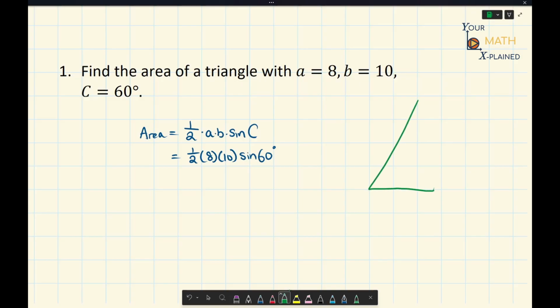The special triangle is our 30, 60, 90 triangle. So we have 60 degrees here, 30 degrees here, and this is our right angle. The sides are 1, 2, √3. So sine of 60 is going to be opposite over hypotenuse, which means it's going to be √3 over 2. That means the area of our triangle is going to be 40 times √3 over 2, and that simplifies to 20√3.